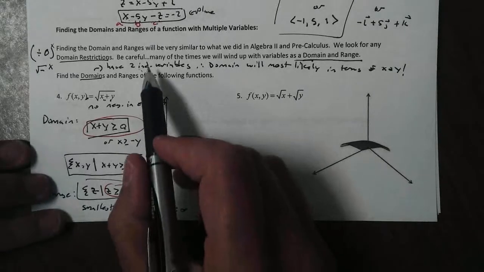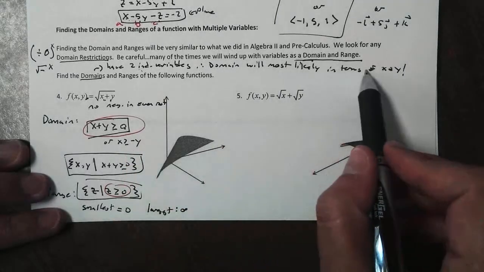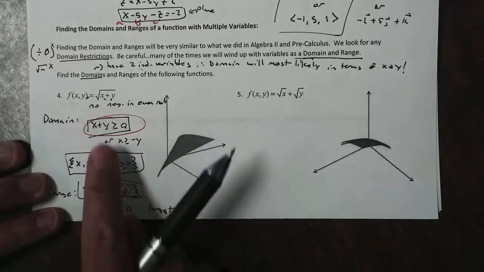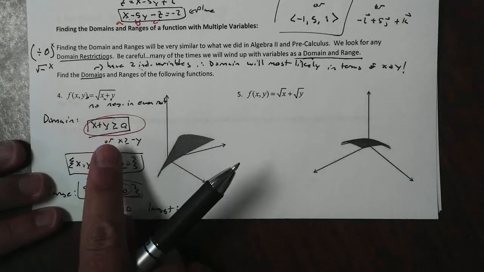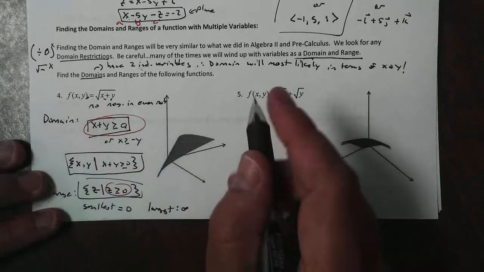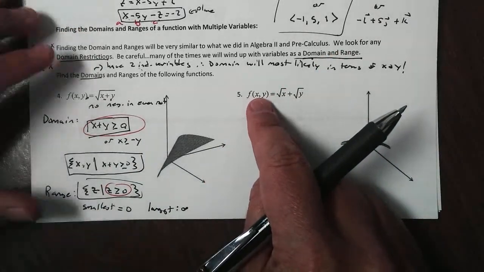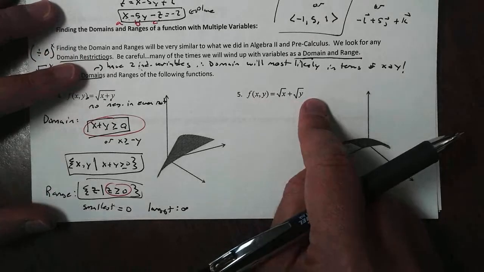Like I said, because we have two variables, our domain most likely is in terms of x and y. It's not as simple as it was back in pre-calc. So number 5, now we have our function f of x, y is the square root of x plus the square root of y.